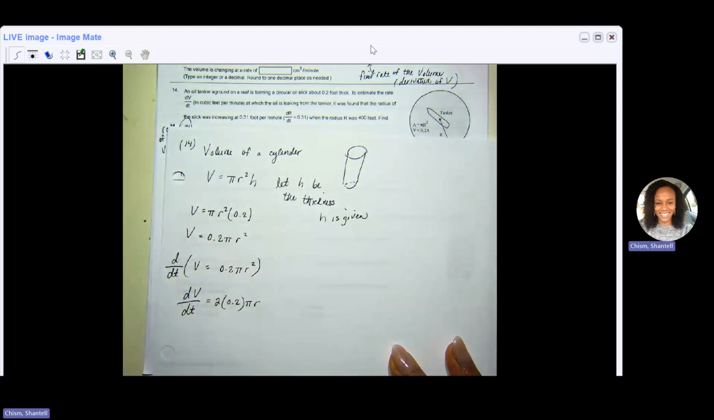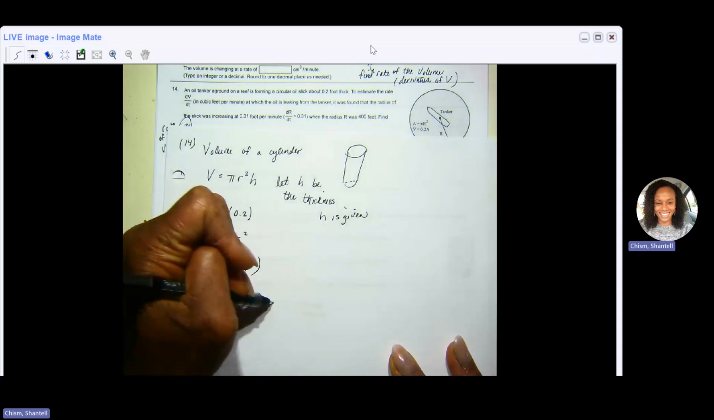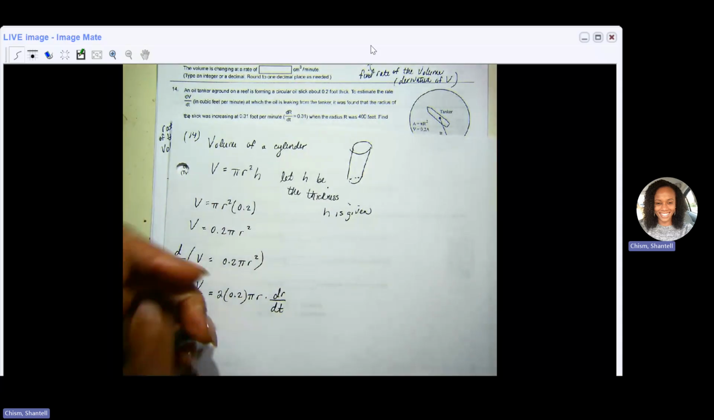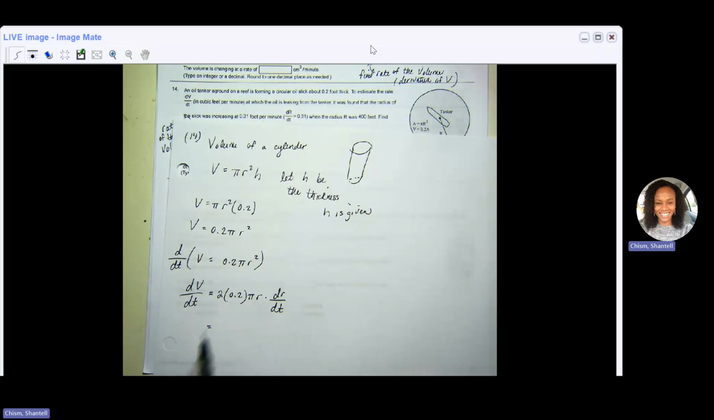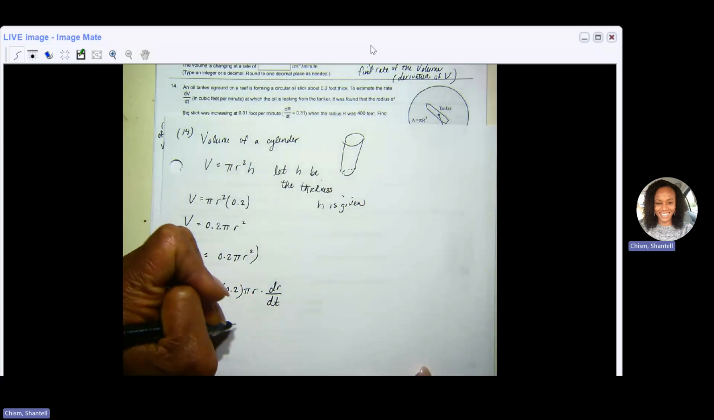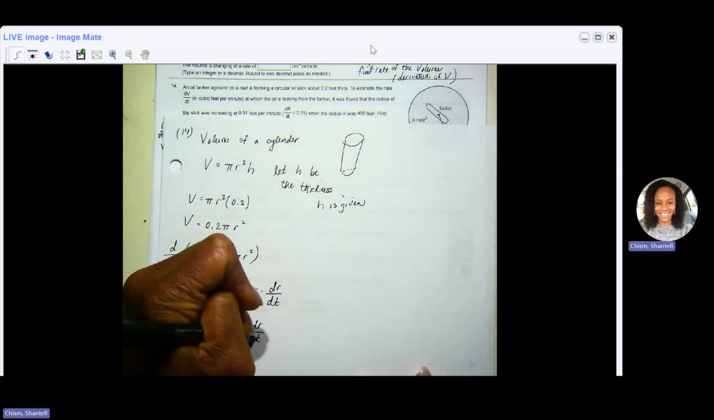And so that's now r to the first. And then we have to consider the derivative of the inside function. Well, the inside function r, well, r is a function of t. So the derivative of r is dr over dt. Okay? So continuing to clean this up a bit, 2 times 0.2 is 0.4. And we've got pi r times dr over dt.